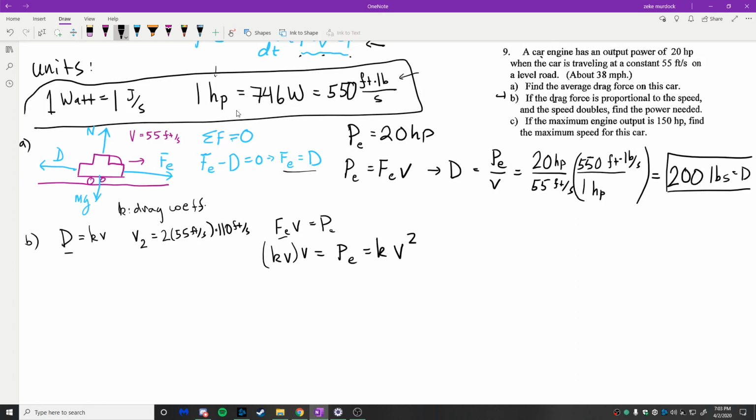Now, you could probably figure this out if you want to. If we knew that the power of the engine when it was 20 horsepower gave us a speed of 55 feet per second, and then we doubled the speed, what has to happen to the power? Is it going to be double the power? 4 times the power? 8 times the power? Half the power? What do you guys think? The power is proportional to velocity squared, and we doubled the velocity. What happens to the power?